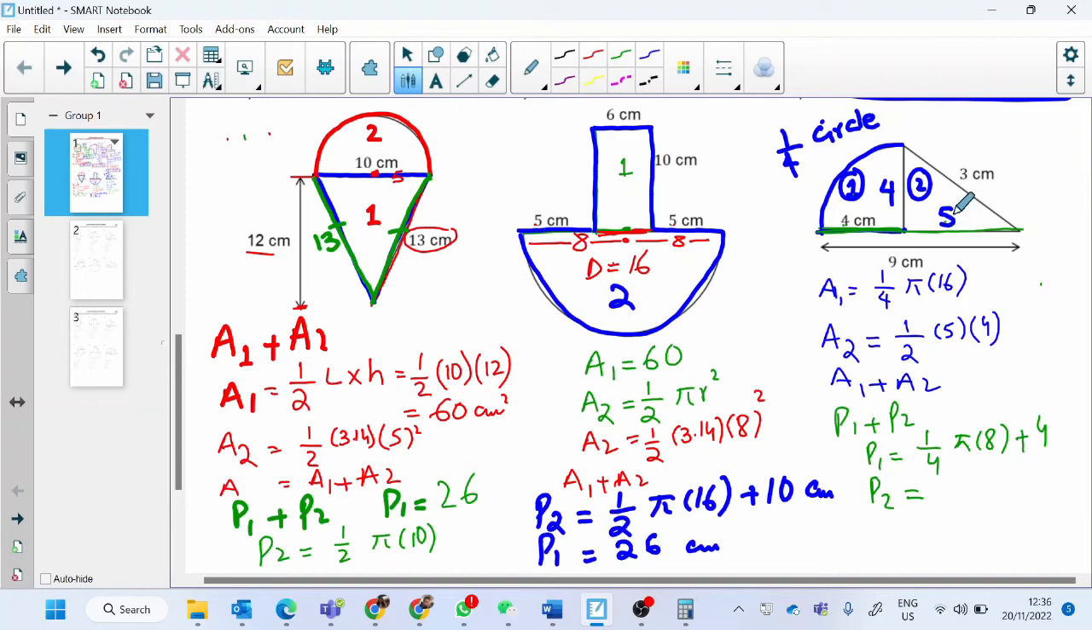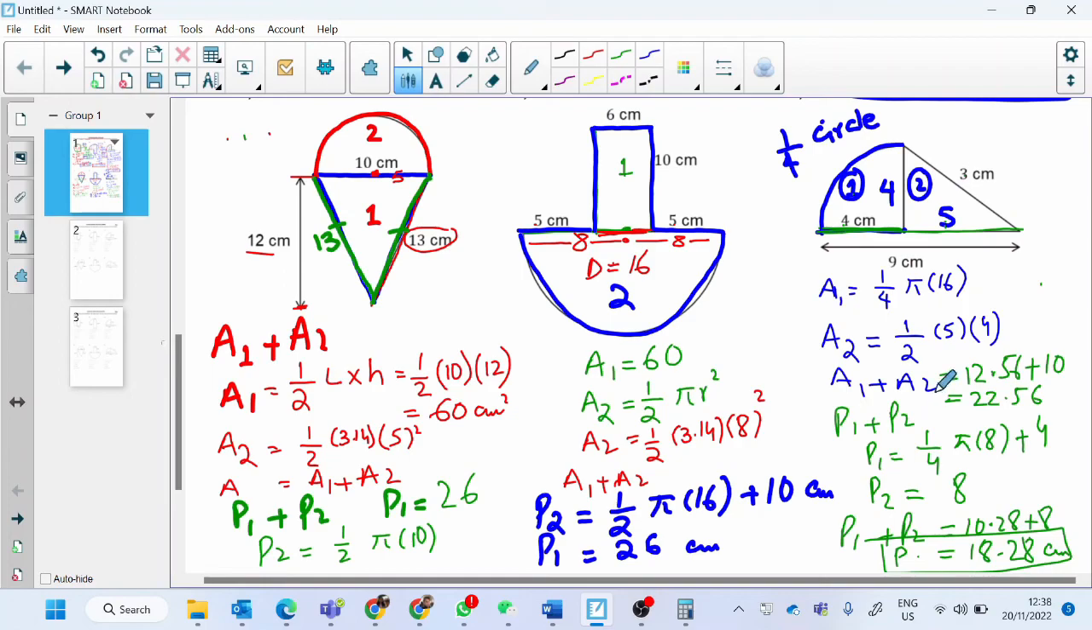Then the perimeter of the second one: we have to add this 5 and 3. 5 plus 3 is 8. So if we add P1 plus P2, this should give us our final answer. And this is the area of this shape. So these two are our answers. This one is the first answer, and this one is the second answer.